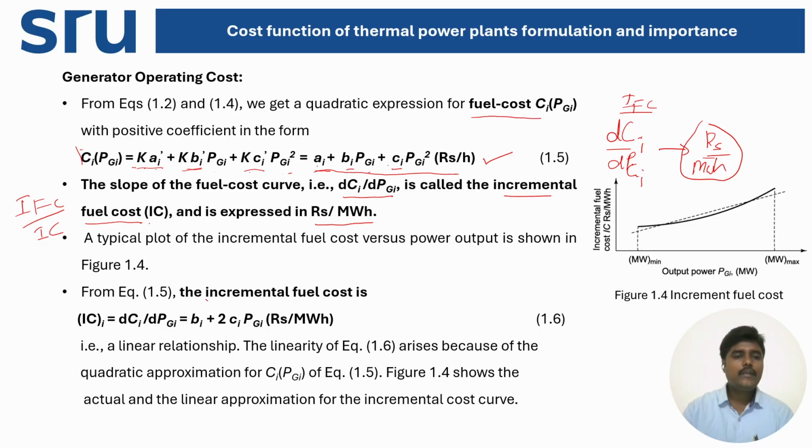So this incremental fuel cost equation can be modified as dC by dPgi is equal to, if you differentiate equation 1.5, the differentiation of the constant Ai will become 0, and then differentiation of Bi into Pgi will give you Bi, plus the third term will become 2Ci into Pgi, and the unit is rupees per megawatt hour.